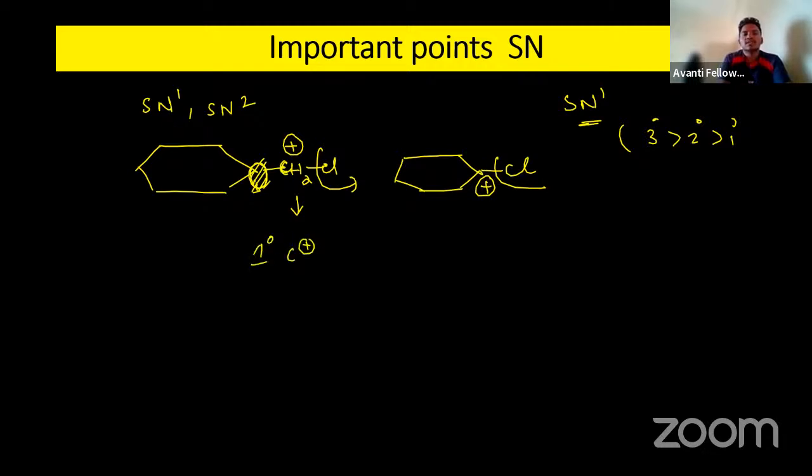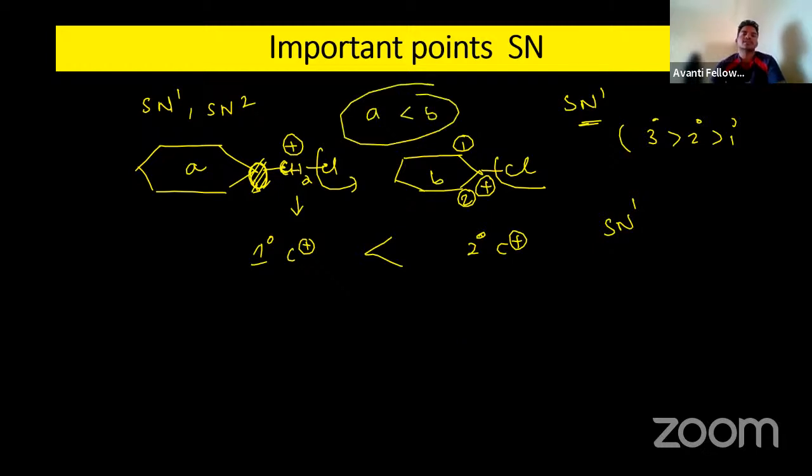What about this one? This carbon is attached with 1 and 2, so this will become a secondary carbocation. So primary carbocation and secondary carbocation. Secondary carbocation is more stable than the primary carbocation. So SN1 favors this option. Let's suppose this is A and this is B, so B is greater than A for SN1. For SN2, it will be reversed.